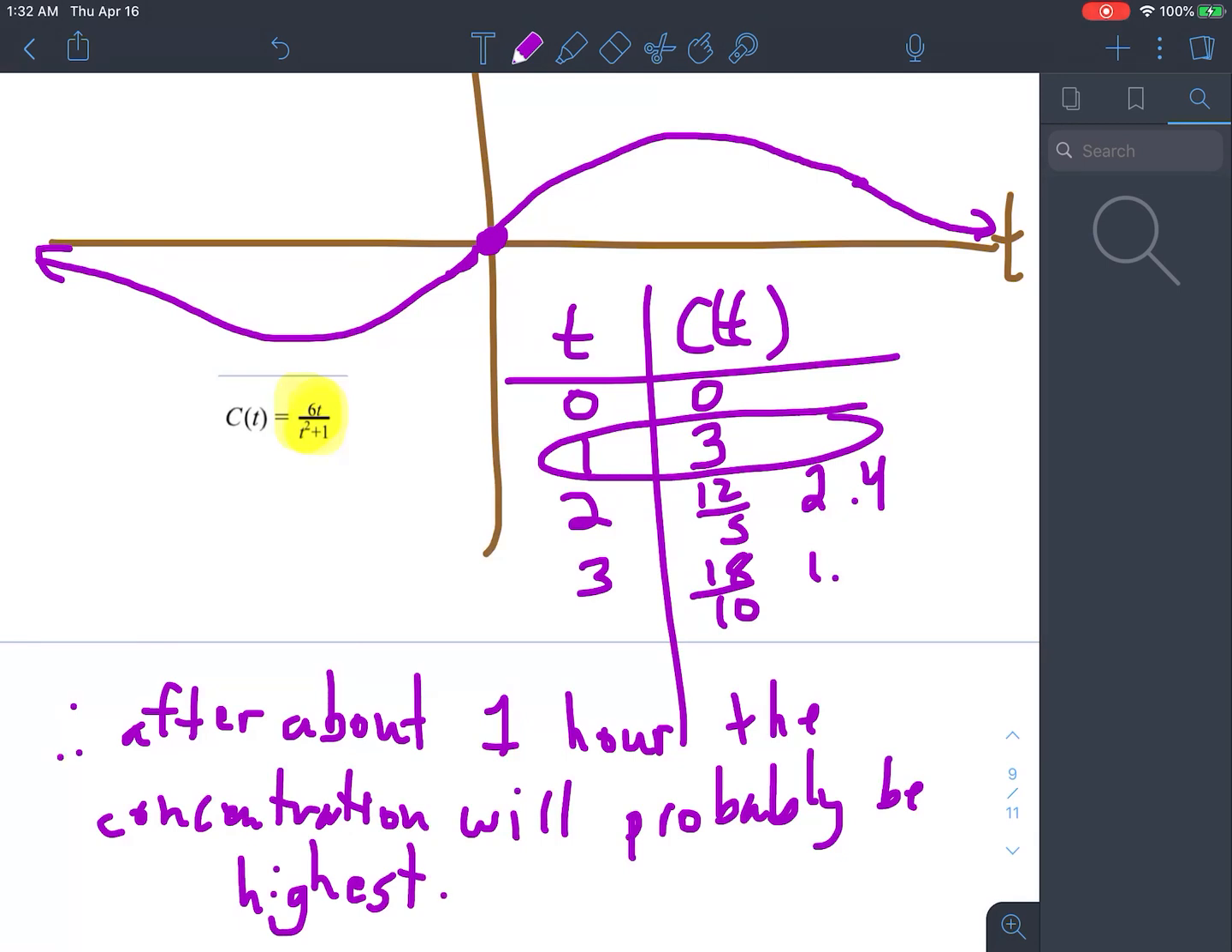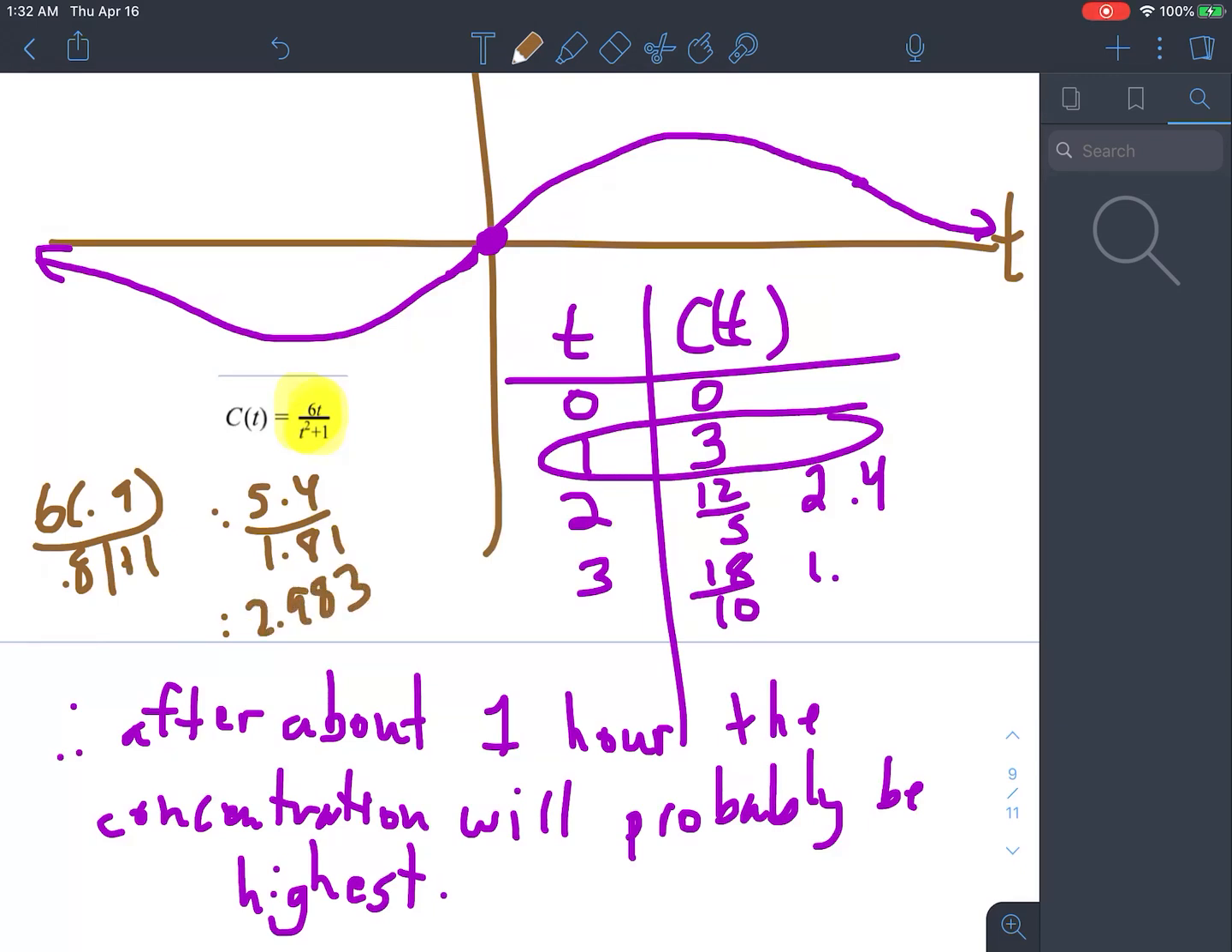I guess I should check some numbers right next to that. So let's try 0.9. 6 times 0.9 over 0.9 squared, so 0.81 plus 1, is going to be equal to 5.4 divided by 1.81. Yeah, I think it's time to use my calculator. 5.4 divided by 1.81 is 2.983. It's a little bit less.